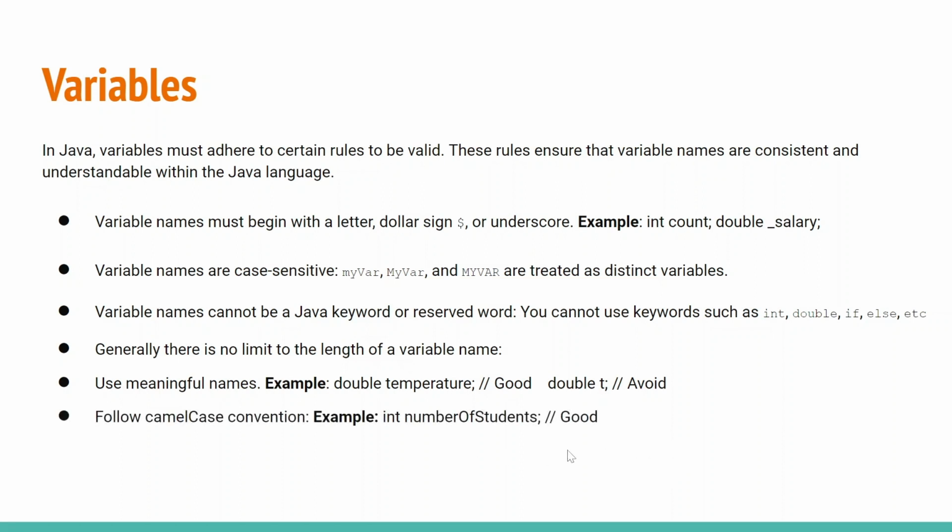Follow camel case convention. Int numberOfStudents. Here you can see n is small, o and s are in capital. This is the Java style of defining the variables. For the past 10 years, a lot of people follow the same style and they take pride in defining these variables also.